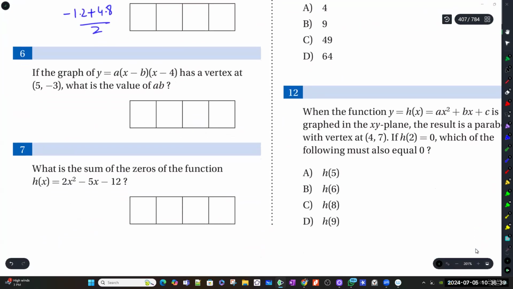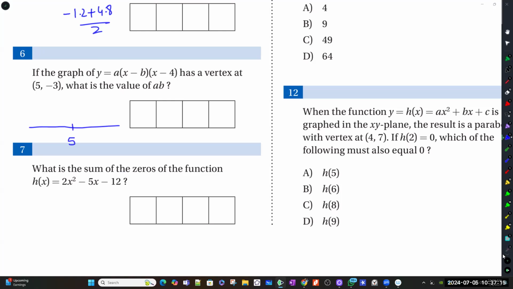Okay, 6 is challenging, so I'll give it to somebody. Haris, can we do 6, please? Yeah, I got 18. Can you help everybody? How did you get it? We know the vertex is 5, so B will have to be 6. Okay. So guys, please pay attention to what Haris is saying.